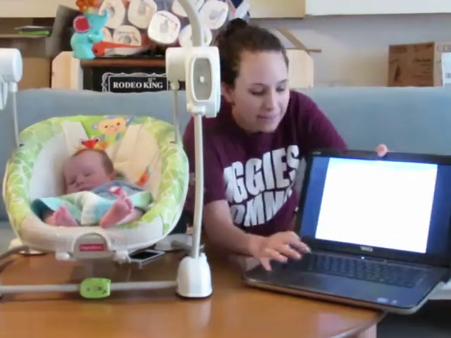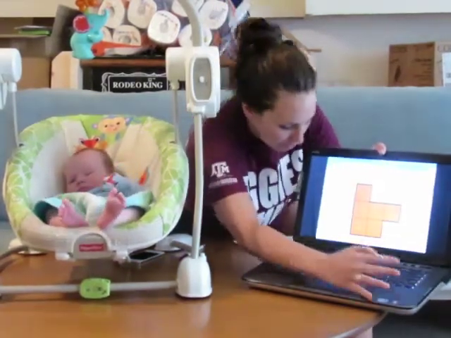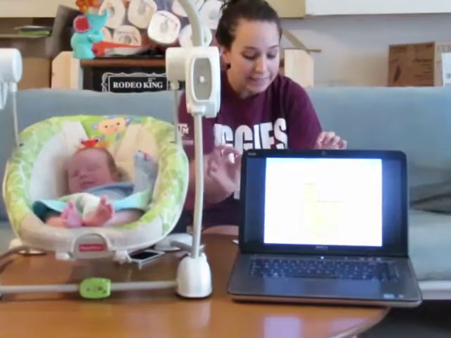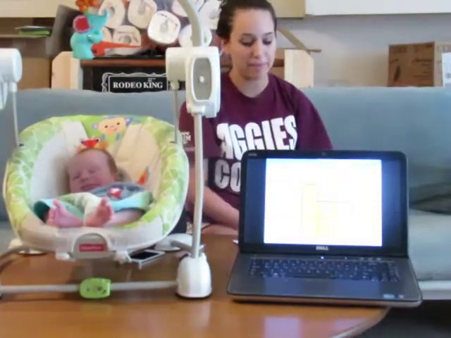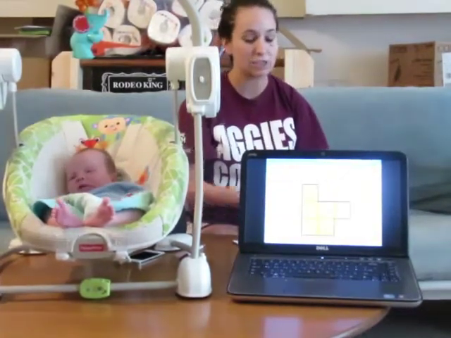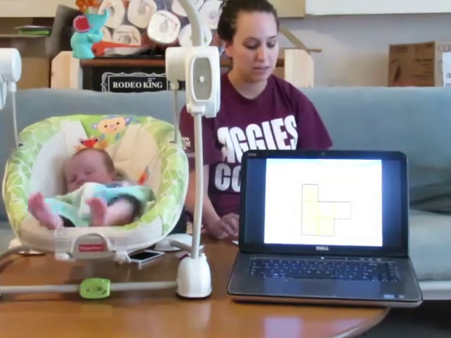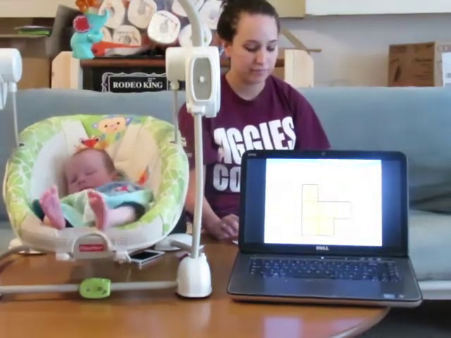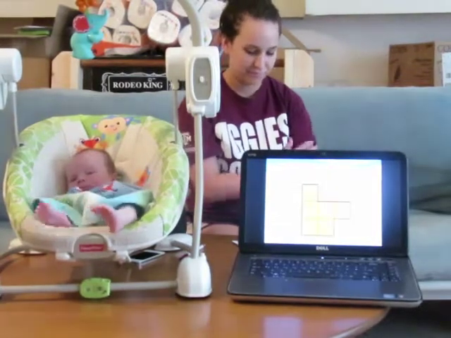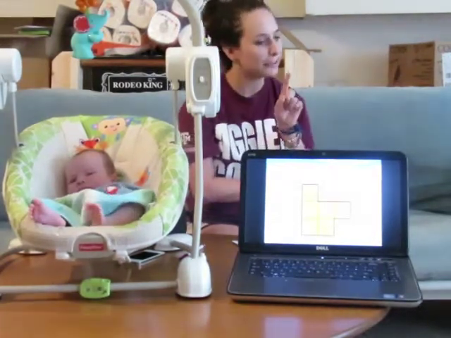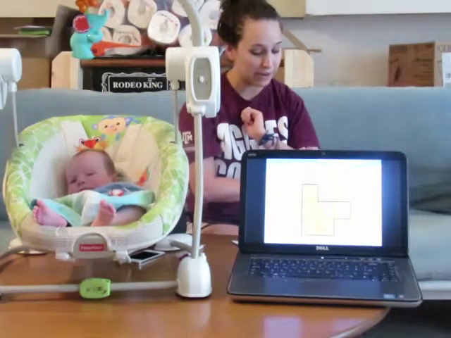Okay, so next, we are going to find the area and the perimeter of this shape. And who can try and tell me what the area of this is? The area is 6 feet squared because there are 6 squares inside the shape. Great job, and good job on remembering the feet squared.